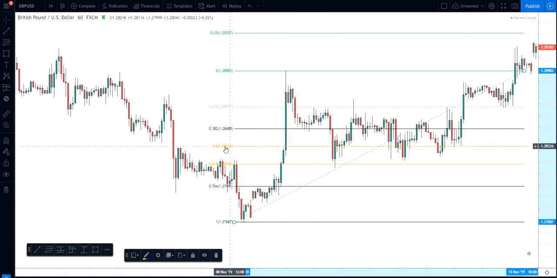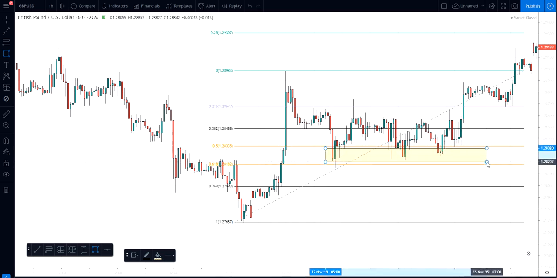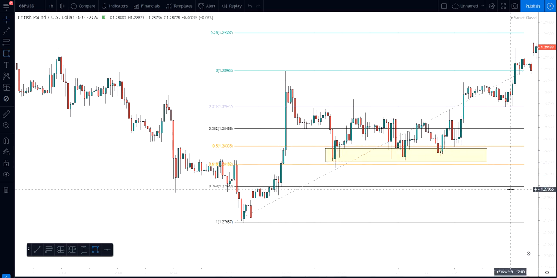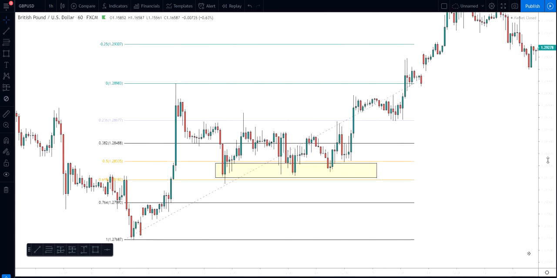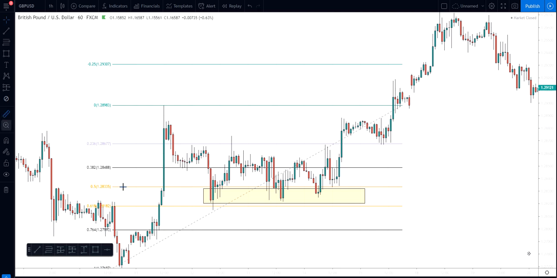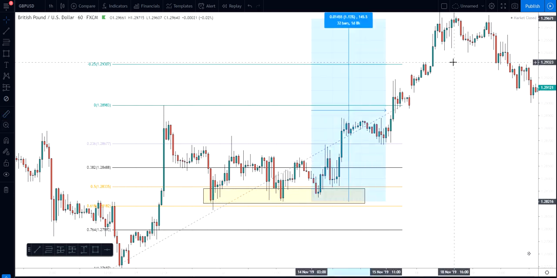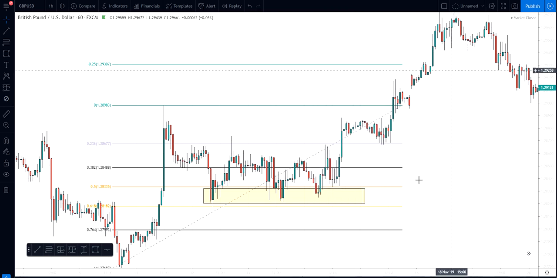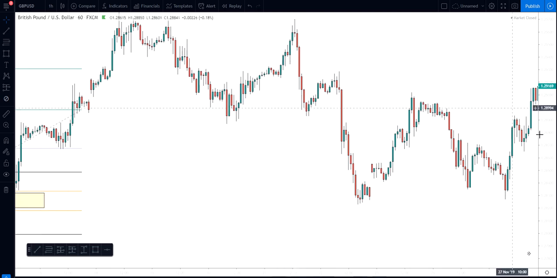Now, look at the rejection on the 0.50 and the 0.618 zone. If I mark this zone up, you're going to see the rejections all across this. This is a huge sign of this reversal. So watch this. Boom! Played in this zone for a little bit and shot up for a major 145 pips minimum.